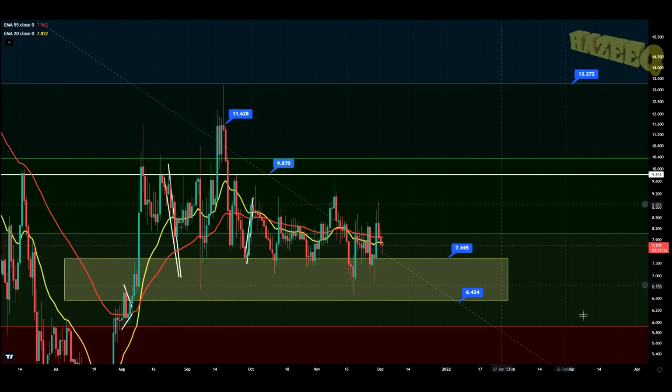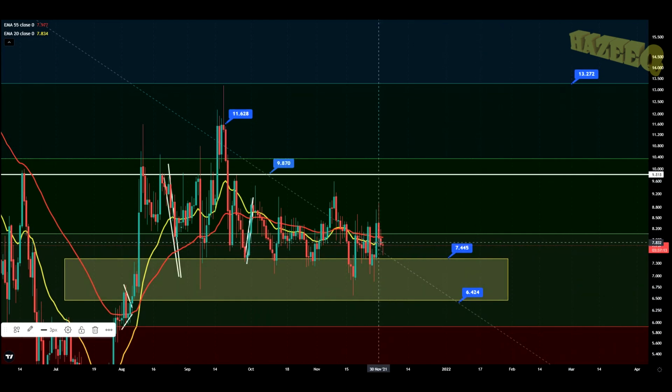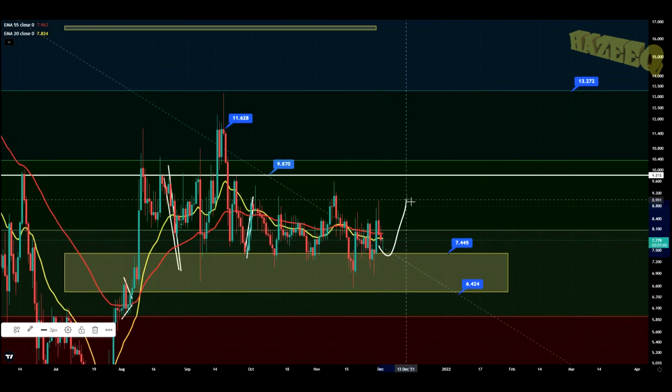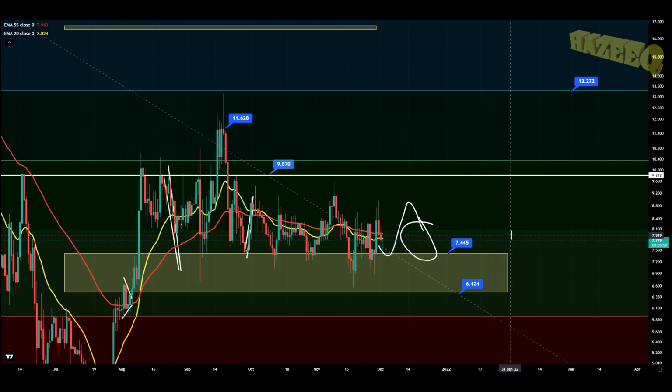So what we're looking for is a bullish cross over here where the 20 EMA crosses above the 55. Obviously, for that, the price has to go above the 20, above the 55, above the 0.382 on the fib, above this level, backtest as support, and off we go.